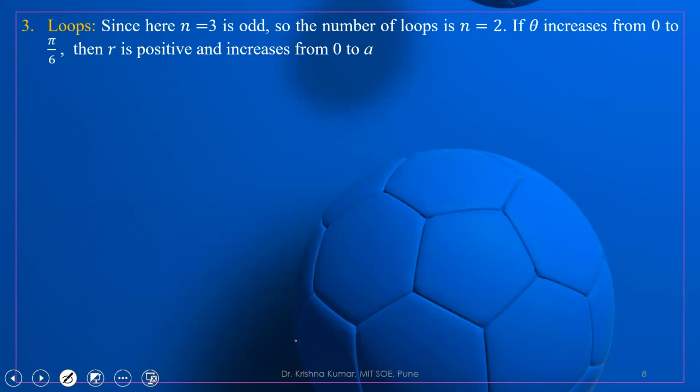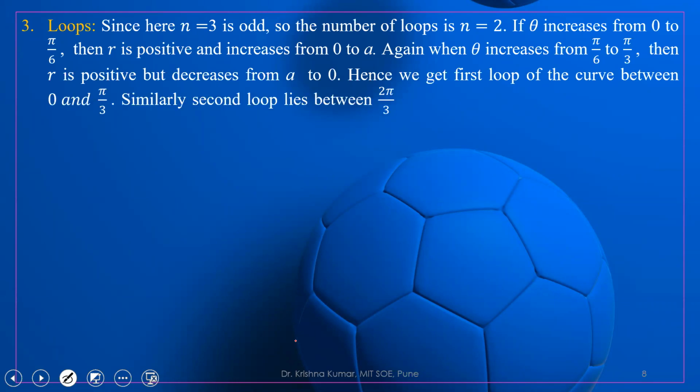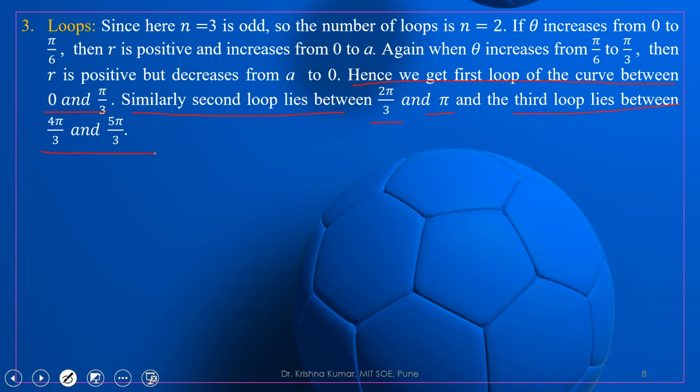If theta increases from 0 to pi by 6, then r is positive and increases from 0 to a. Again, when theta increases from pi by 6 to pi by 3, then r is positive but decreases from a to 0. Hence, we get the first loop of the curve between theta equal to 0 and pi by 3. Similarly, the second loop lies between 2 pi by 3 and pi, and the third loop will be between 4 pi by 3 and 5 pi by 3.